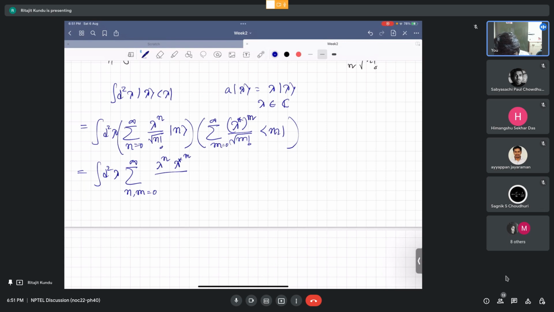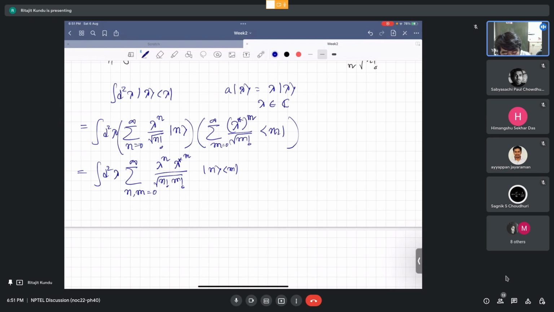There is a denominator √(n! m!), and there is the n and m outer product. So you want to basically solve this problem. Now, there is a nice trick. We can actually go to polar coordinates. Sometimes to do complex integrations we can go to polar coordinates.